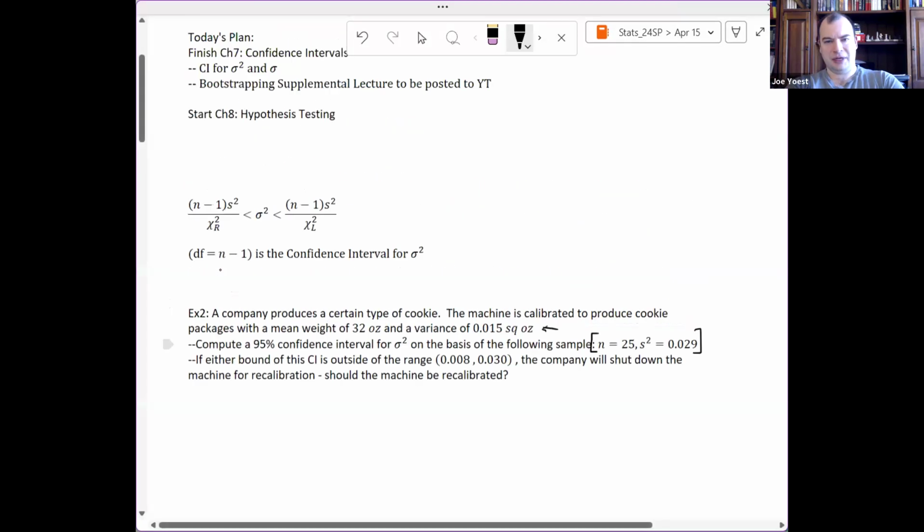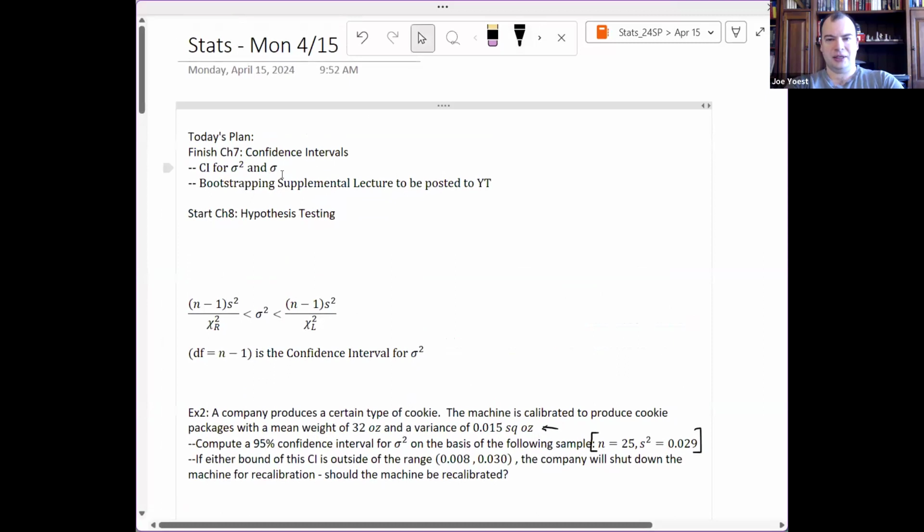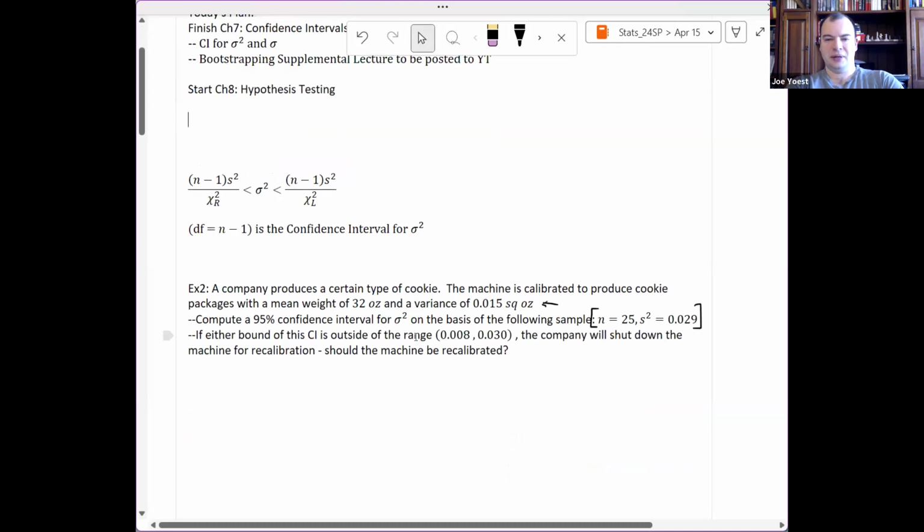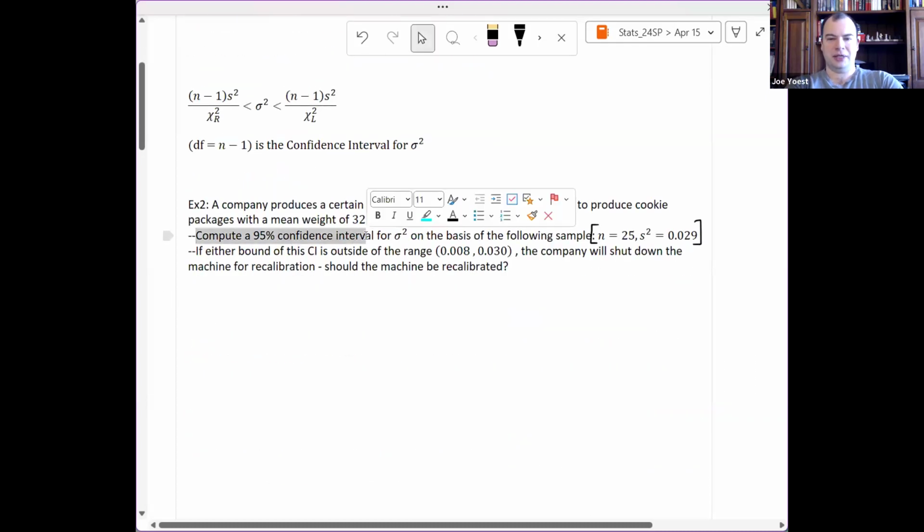And again, like I mentioned last time, questions like this touch on hypothesis testing. So we're bridging the gap a little bit here. We have a confidence interval question and then an interpretation of that confidence interval, something that's a little closer to hypothesis testing.